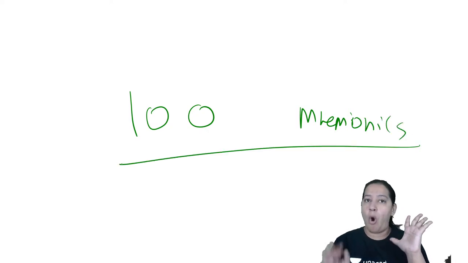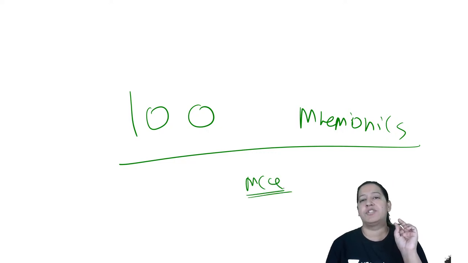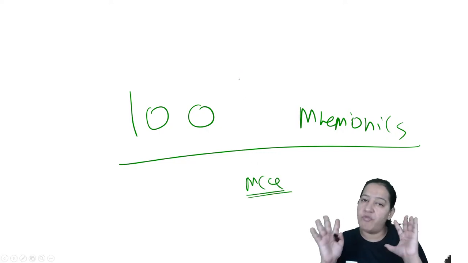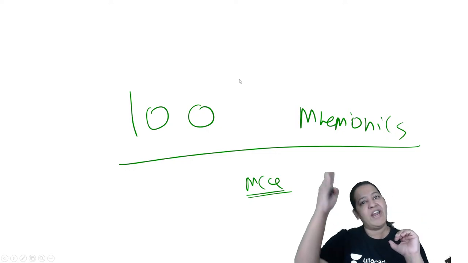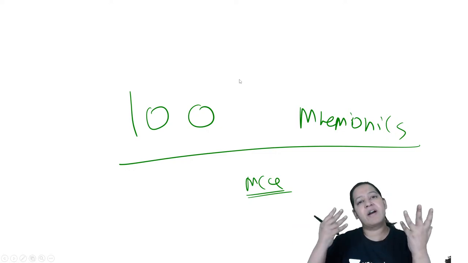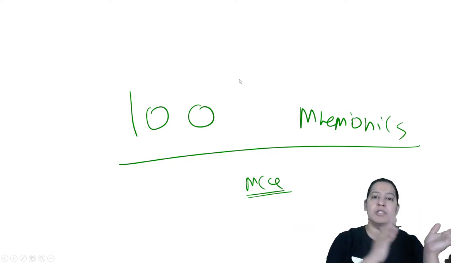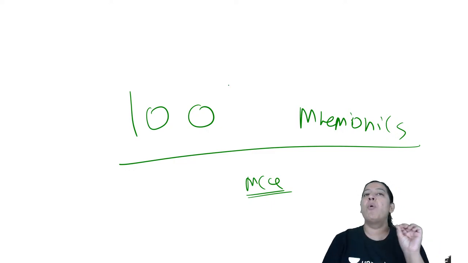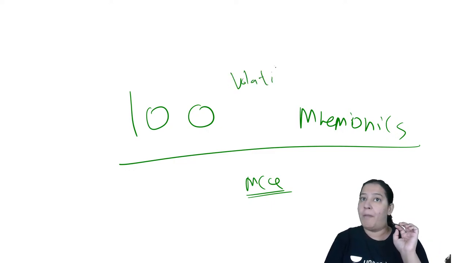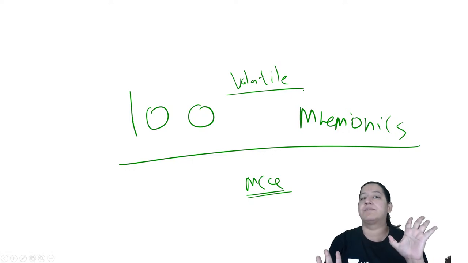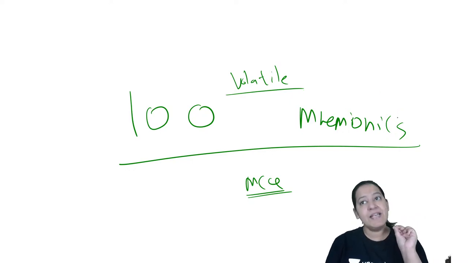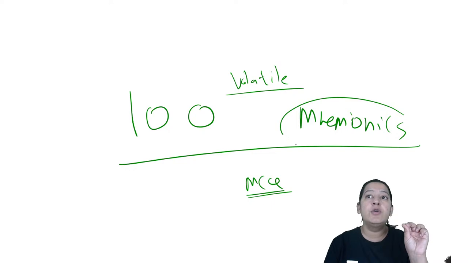So if you learn all those 100 mnemonics now, you can crack any MCQ in microbiology. Now microbiology is the most volatile subject, you know. You read one bacteria, one virus, one fungus and you reach the next, you just forget the initial one. Microbiology is one of the most volatile subjects. So that's why it is easier to remember microbiology using mnemonics.